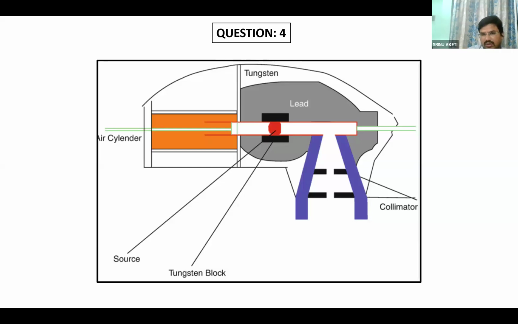Say something about this telecobalt machine, whatever you know, ma'am. What is the energy? What is the radioactive source, madam? It's cobalt. Cobalt 60, sir. What is its half-life? What is its energy? Sir, the half-life is approximately 5 years, sir. And the average energy is 1.25 MeV, sir.